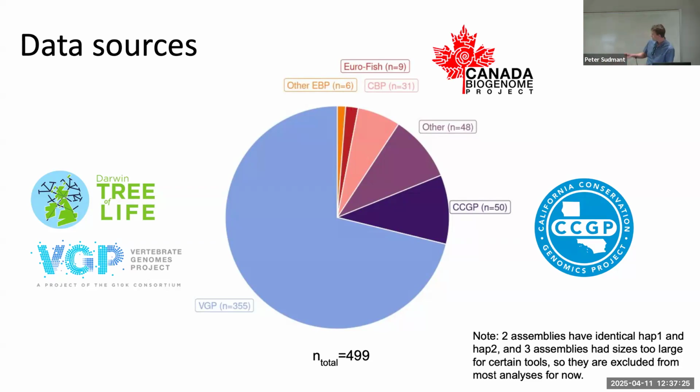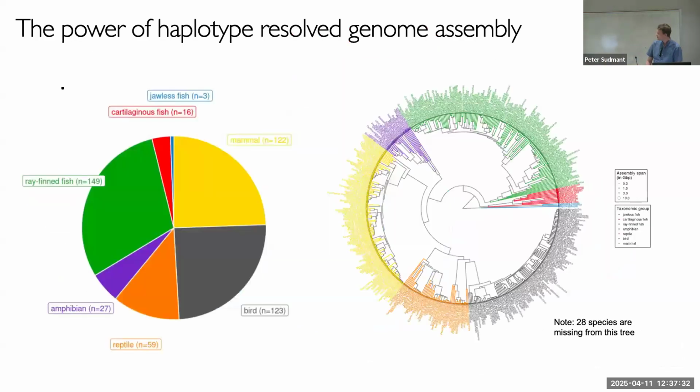And so to date, we have 499 diploid assemblies, though that will change. I think we just started downloading a whole bunch more. And this is what that data looks like. It's shown in two forms here. This is just a pie chart showing the breakdown of the different clades, and here it is on the tree. So these are the jawless fish here, cartilaginous fish here, the ray-finned fish in the green, amphibians in the purple, mammals, reptiles and birds. I guess birds are reptiles, but you can split them up there, right?